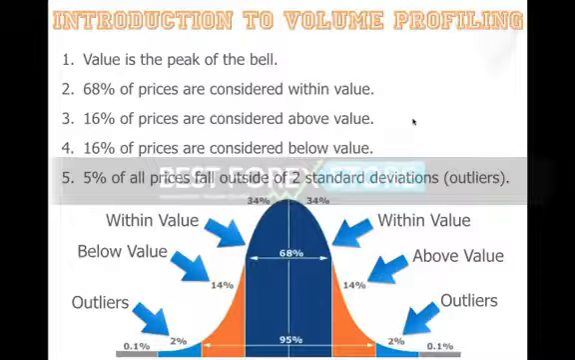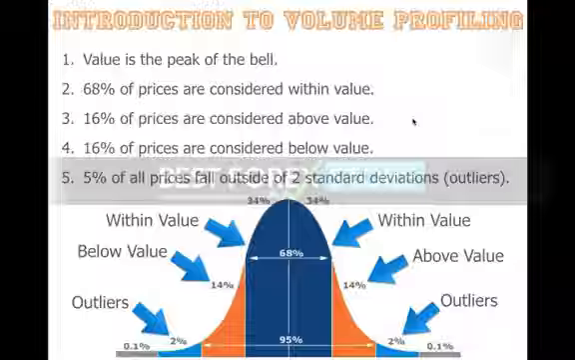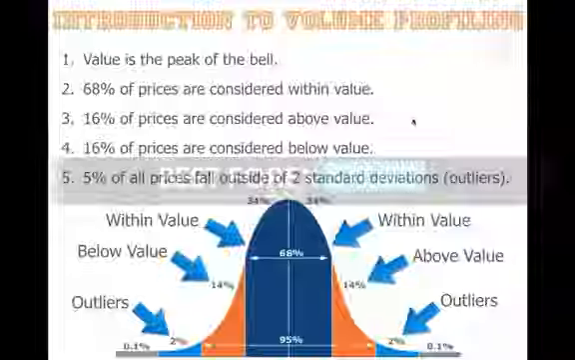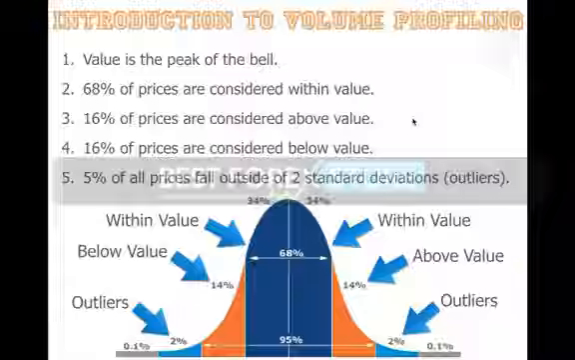16% of prices are considered above value, and 16% of prices are considered below value. And 5% of all prices fall outside of 2 standard deviations. These, again, are the outliers. Rejection points, true rejection points.